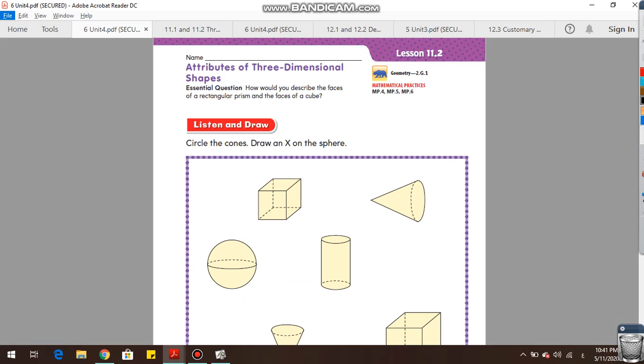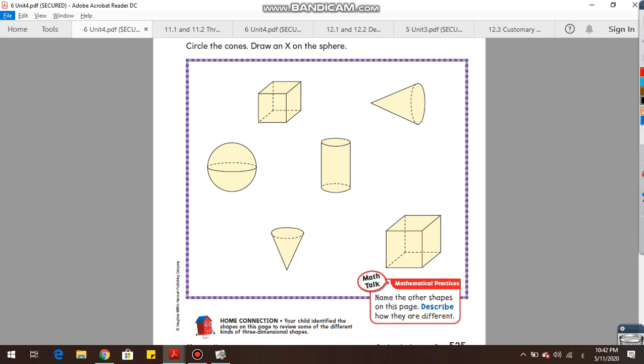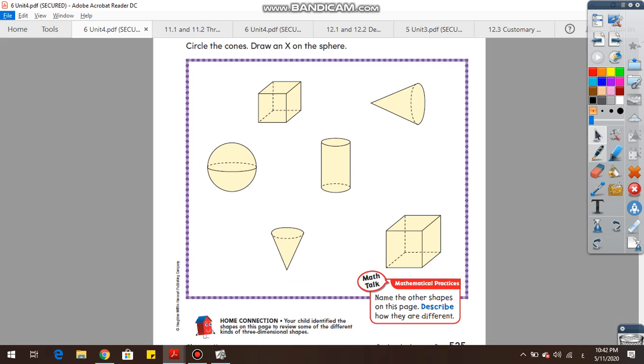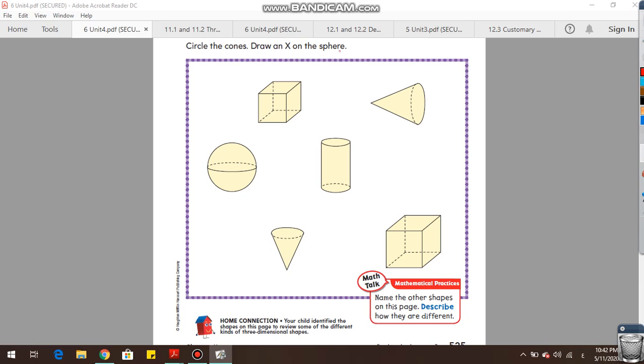Since our lesson today is super easy, we're gonna take another lesson. It's very small also. It's like 2 pages only. It's called Attributes of Three-Dimensional Shapes, lesson 11.2, page 525. In page 525, he wants me to circle the cone and draw an X on the sphere.